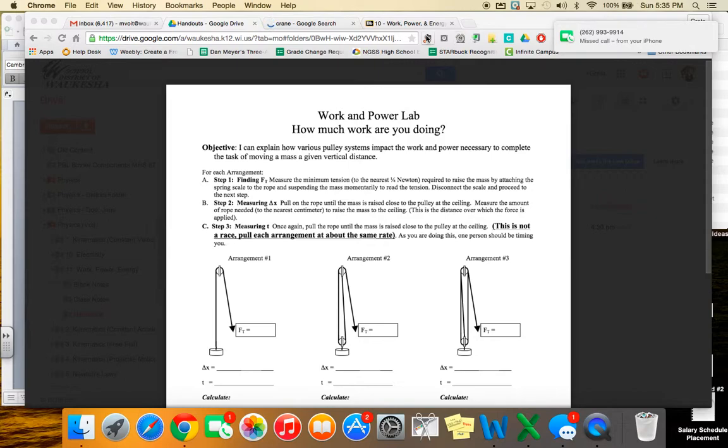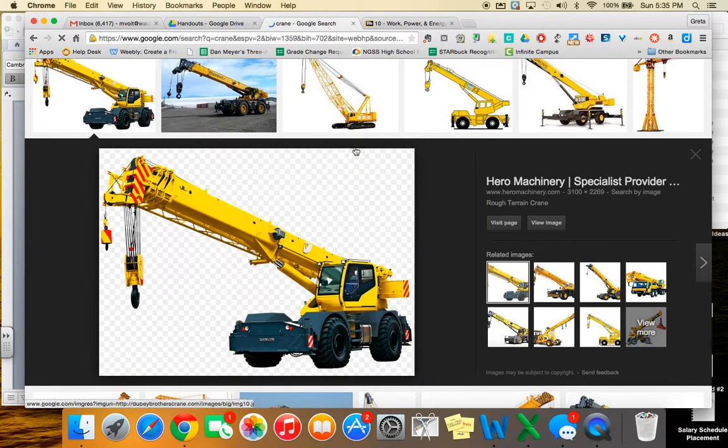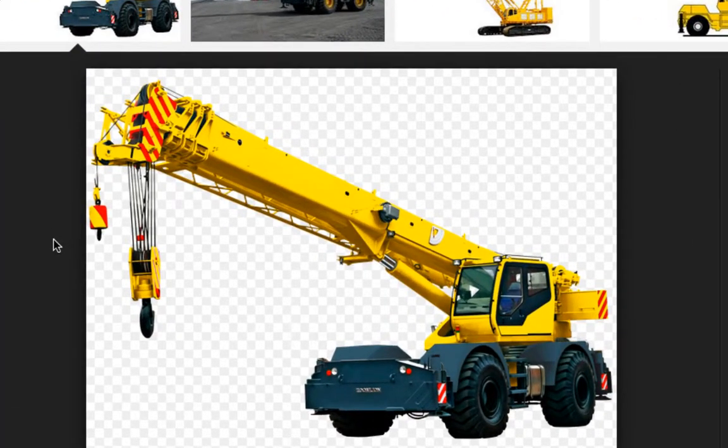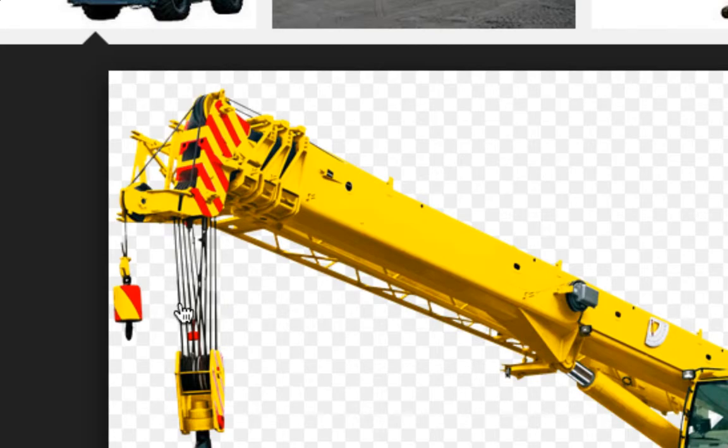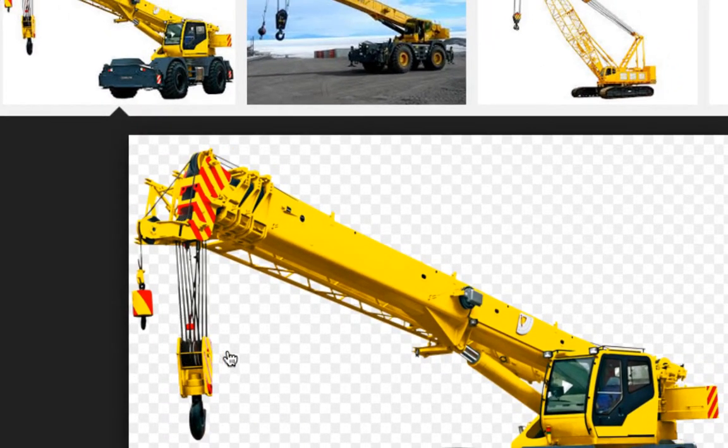So as a result of this, we can see over here with a crane how this applies in real life. When you have a crane, the whole idea of a crane is to make it easier for you to move something up. If you look at a crane, it actually is a really complex pulley system. A really complex pulley system means it's going to take a lot longer, which means it's not going to have to exert as much energy and the power output is going to be much smaller.